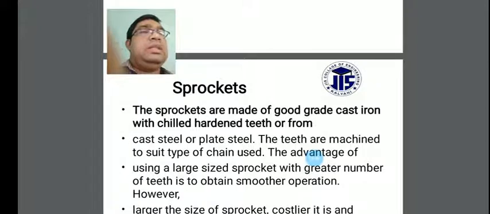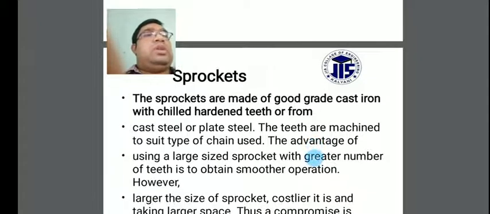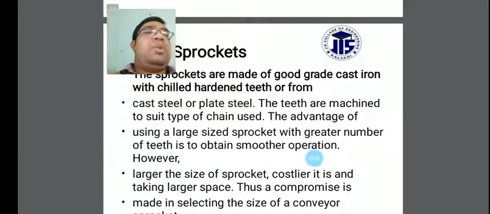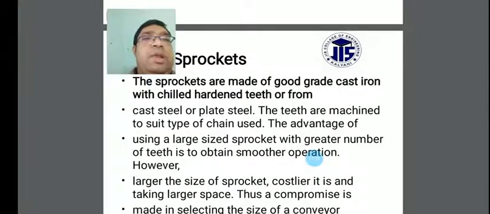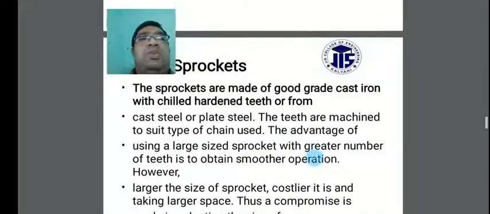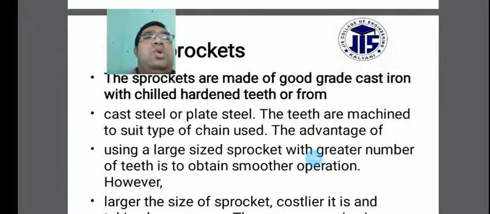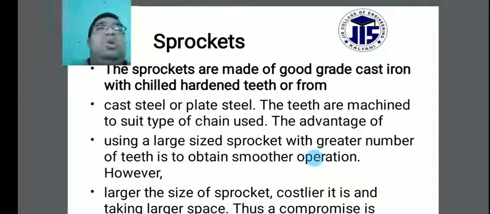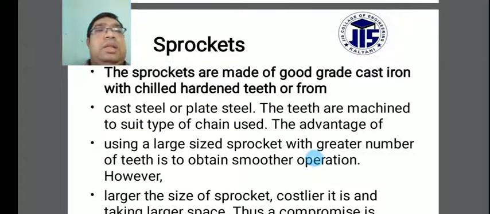Then difficulties do not come, and it does not break or get destroyed, because it is made of good grade cast iron with hardened steel teeth. Sometimes, for lower types of materials, you have to transfer your materials, but then you may destroy your product. That is not a good procedure or a good system, and it is a difficulty.